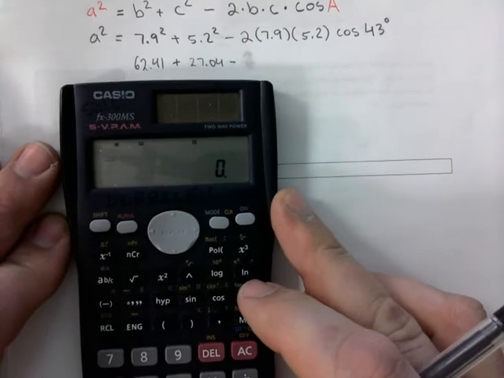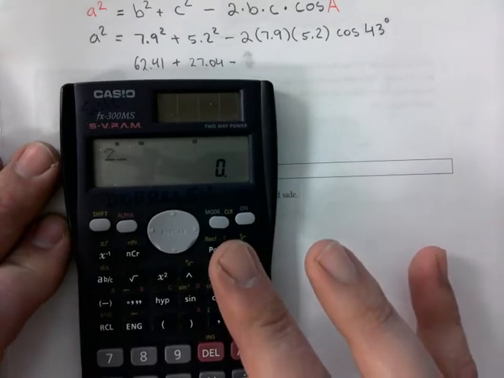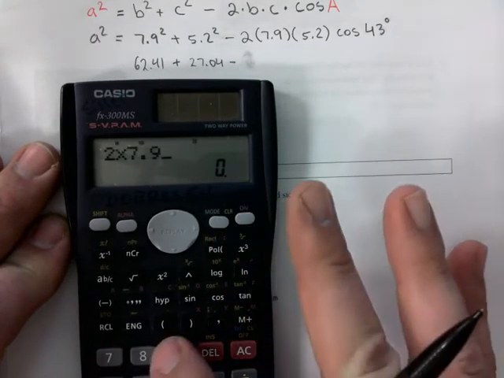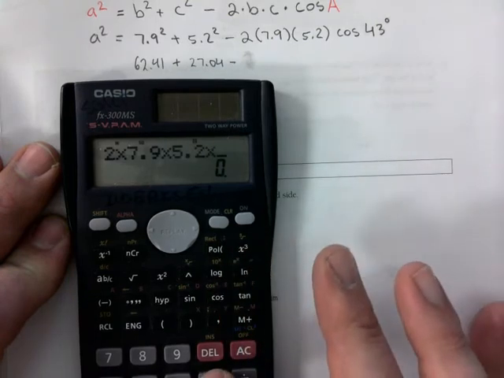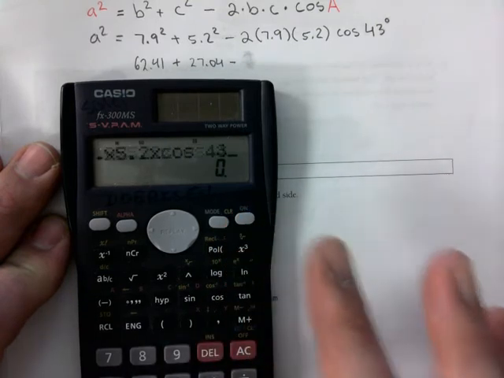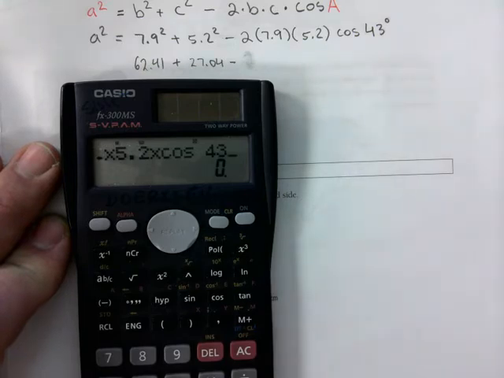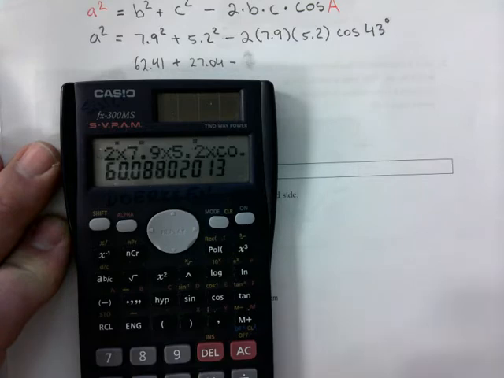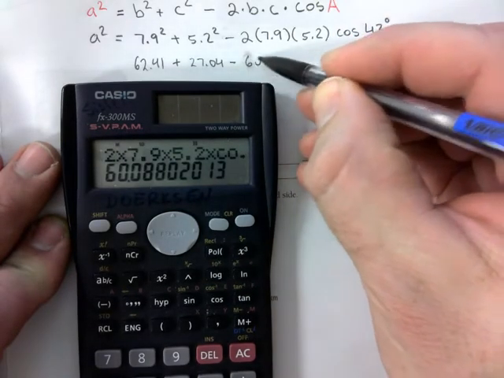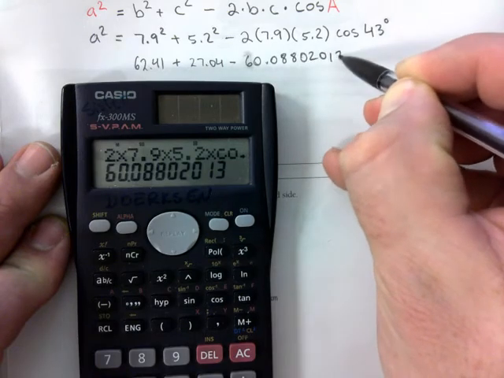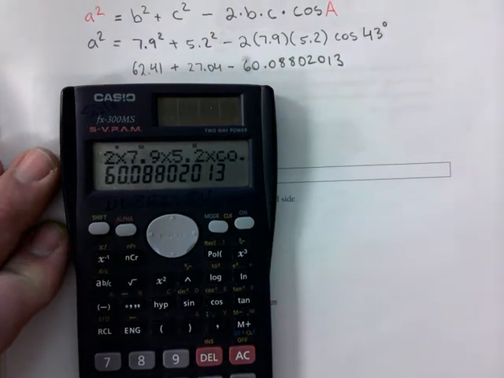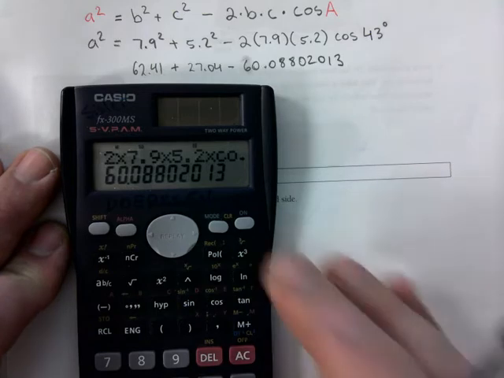Follow me, okay? You literally go 2 times 7.9 times 5.2 times cosine of 43. It's just times, times, times. You just multiply it all across. And you get 60.08802013. I'm going to use all decimals. Why not?